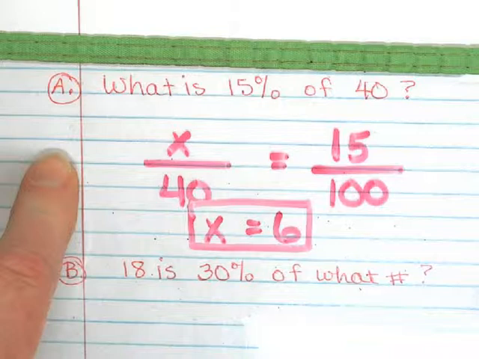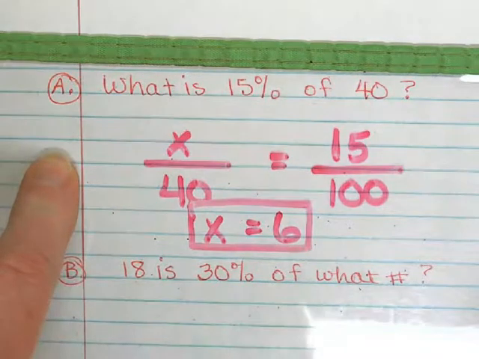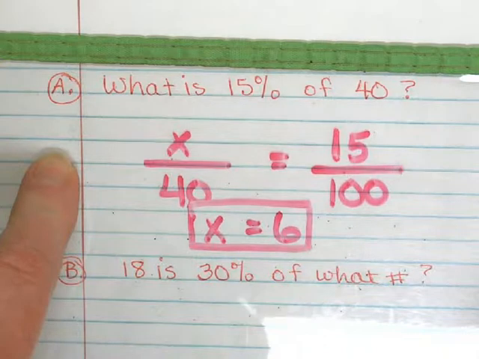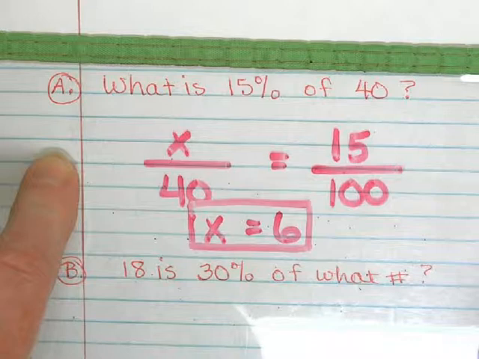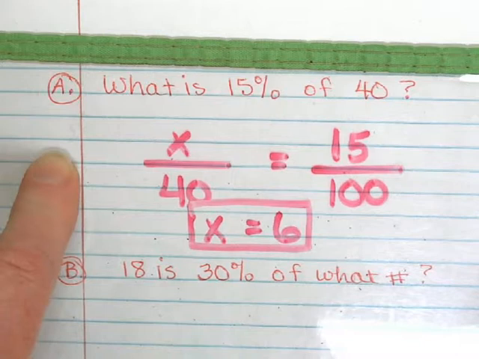What's 10% of 40? 4. Good. 5% is half of 10%, isn't it? Are you with me there? 5% would be half of 10%.